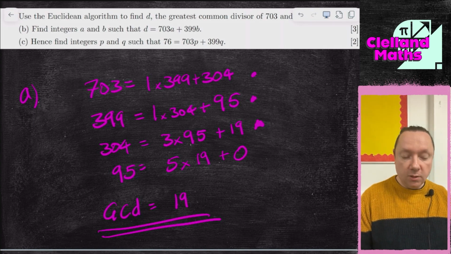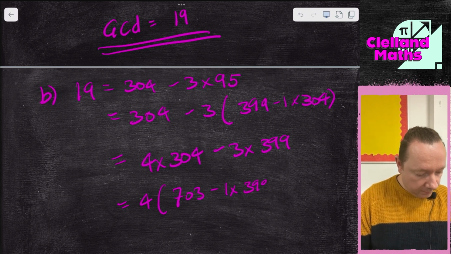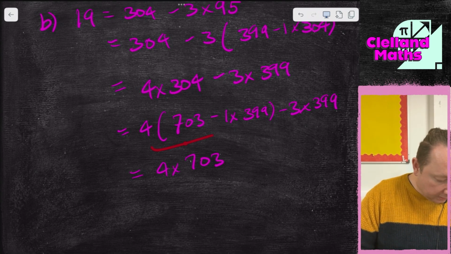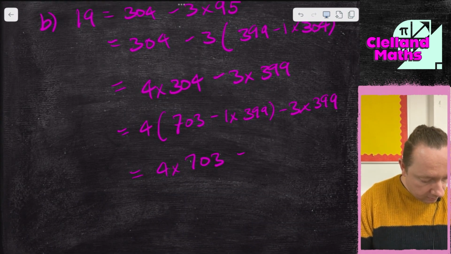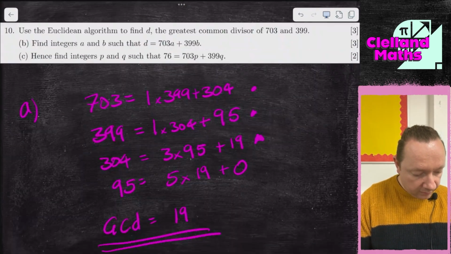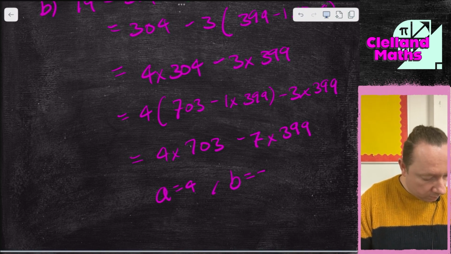304 is 703 minus 1 399s. So that's 4 times (703 minus 1 times 399) minus 3 times 399. So that's 4 times 703, and we've got minus 4 minus 3, which is minus 7, times 399. So to answer the question, 703A plus 399B, A equals 4, B equals minus 7.